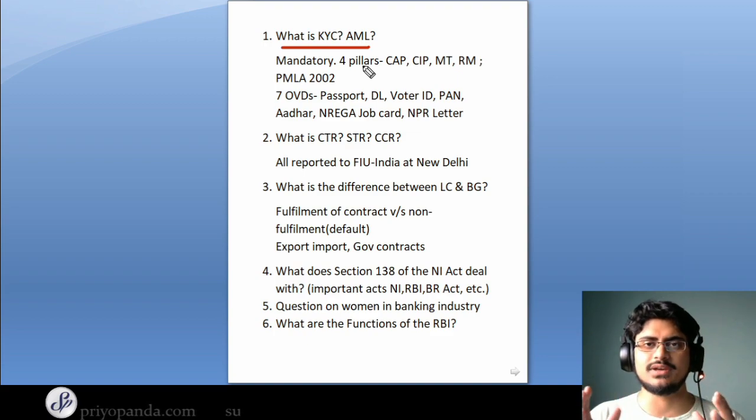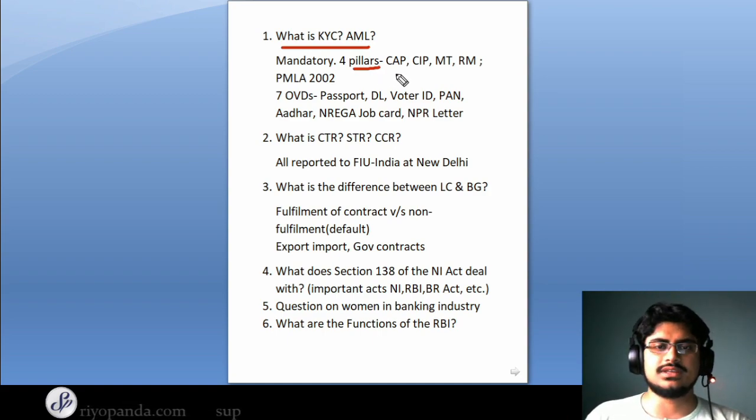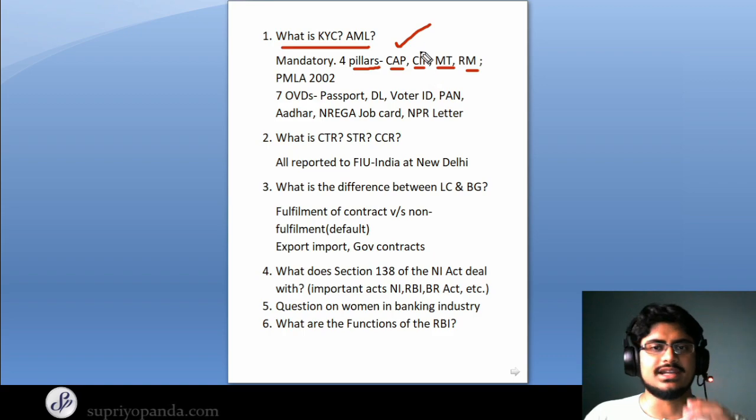When we talk about KYC, usually every customer has to have a KYC before they can open an account at a bank or at any financial services company. It basically establishes that it's a genuine person who is going to open and conduct that account, and it avoids any kinds of frauds. So let's take a look at the 4 pillars of KYC. There are 4 pillars of KYC, which are CAP, CIP, MT and RM. CAP stands for Customer Acceptance Policy, CIP stands for Customer Identification Procedure, MT stands for Monitoring of Transactions, and the fourth one is Risk Management.